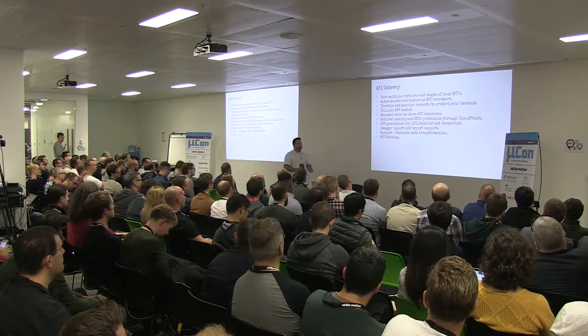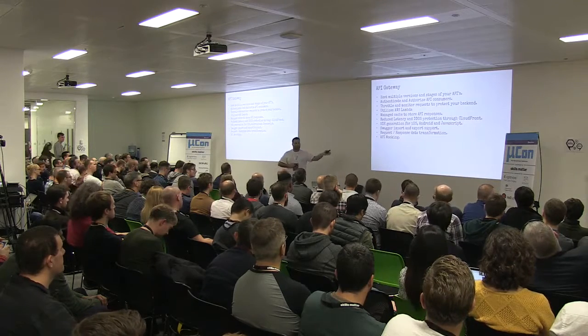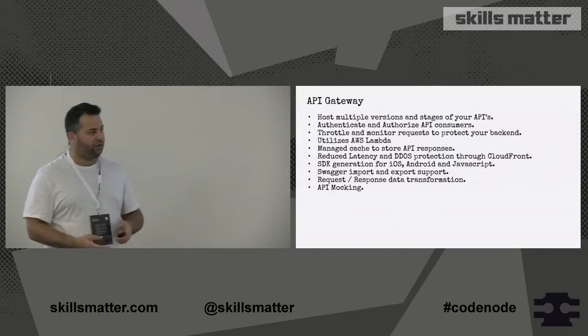Right? Everyone knows what a region and availability zone are, right? Good. Right, so we can do API Gateway calls from iOS. We can do it from Android and JavaScript. There are clients for that.